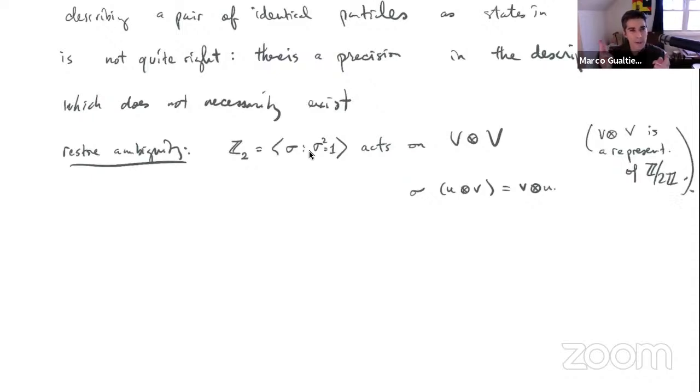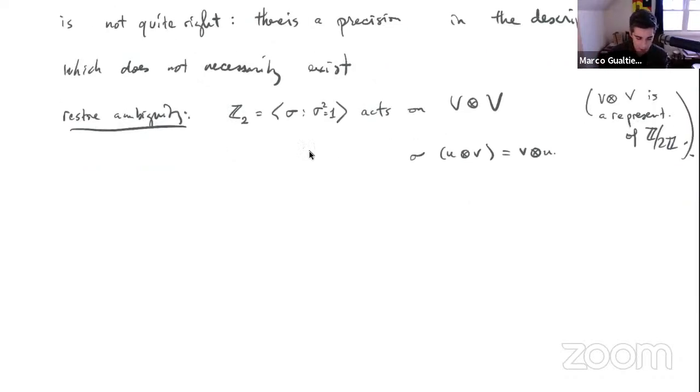So this switching map is what we're going to use, because we want to implement the idea that when you switch two identical particles, the state should not change. And so switching is really an operation on a fictitious Hilbert space where you could distinguish the particles. If we could distinguish the particles, we would have V tensor V, and then we could restore the ambiguity between the two states by somehow considering this switching action.